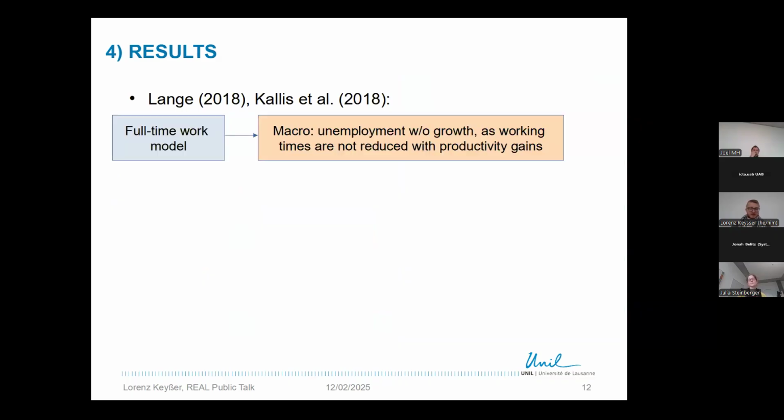Now, further examples, because it comes up a lot in the degrowth literature, the full-time work model. So if we don't reduce working times with these labor productivity gains, then we have unemployment without growth. So if we would adopt working time reductions and distribute working times differently, then you would not have these unemployment problems, for instance. That's the focus of this mechanism.